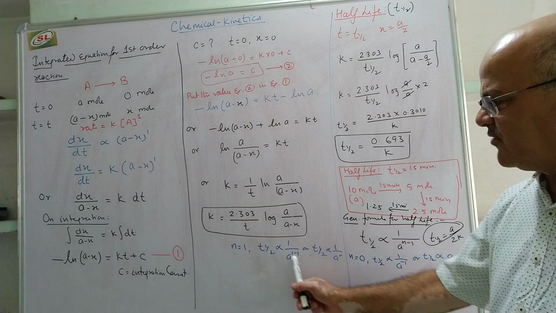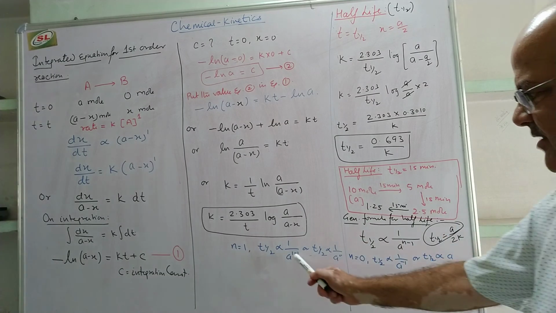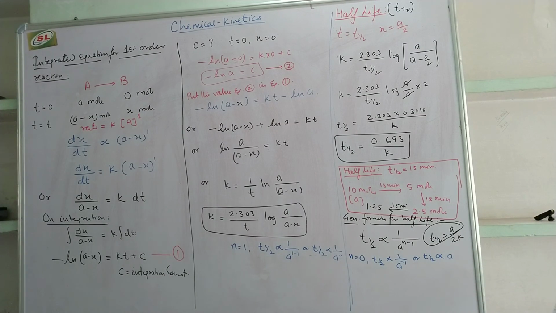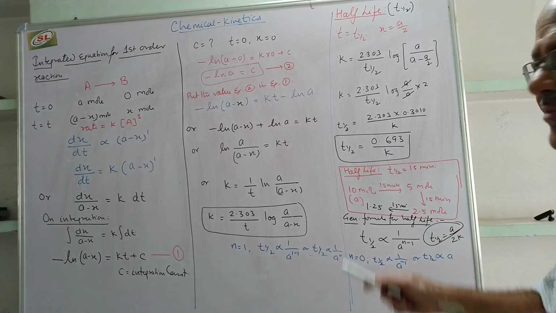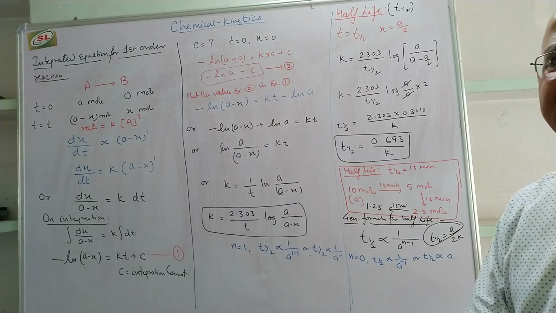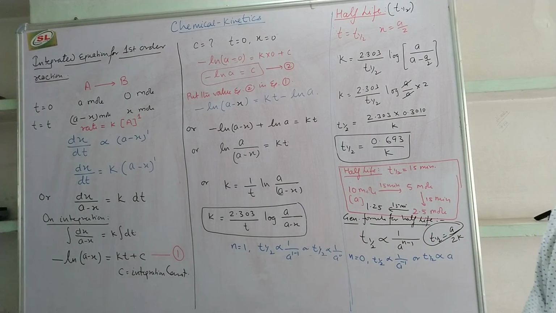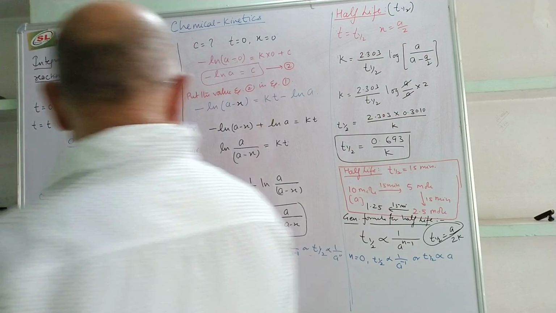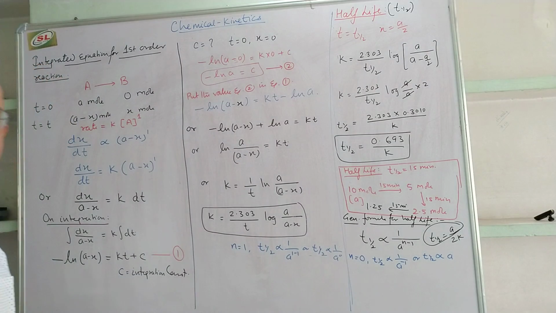For the first order, if we put n equal to 1 once again, it will be a to the power 0. A to the power 0 is equal to 1. That means you can see the t half of a first order reaction does not depend upon the initial concentration. While the rate of the reaction will depend upon the initial concentration.